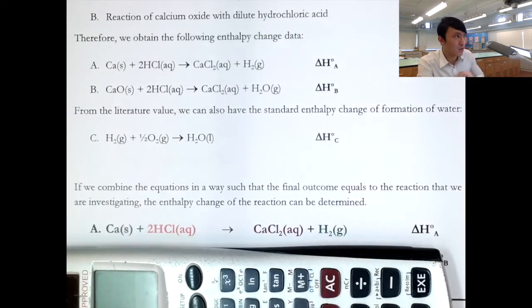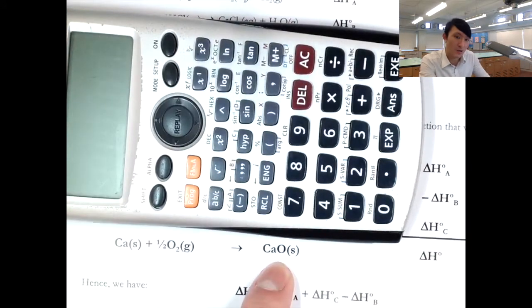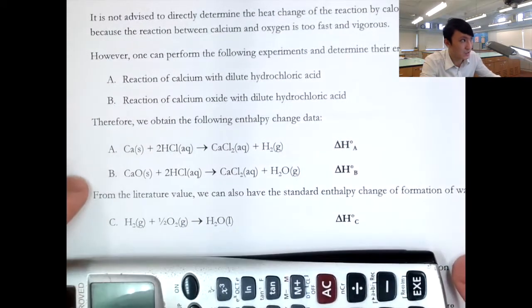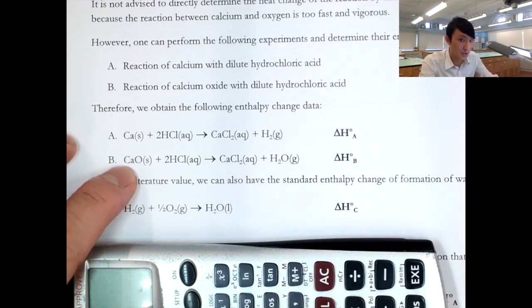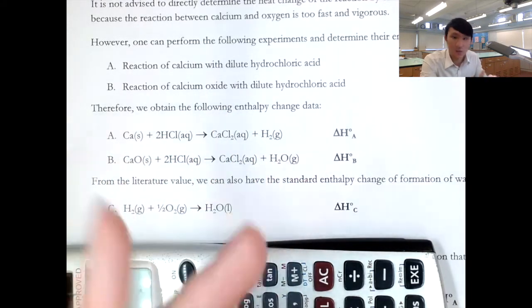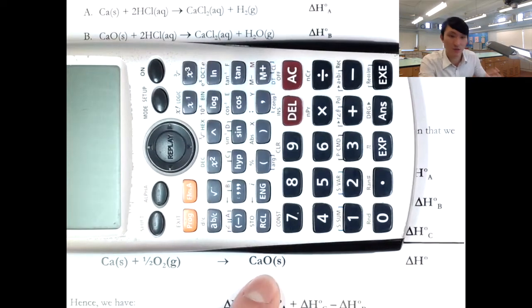Now, moving on to the next one, you have calcium oxide, and you expect to have one mole of calcium oxide on the right-hand side of the final equation. If you look back to the given equations, equation B is the only equation that has calcium oxide, on the left-hand side, one mole. So we have to make use of this equation, and this time we need to flip the equation. Why do we have to flip the equation? This is because we want the calcium oxide on the right-hand side.